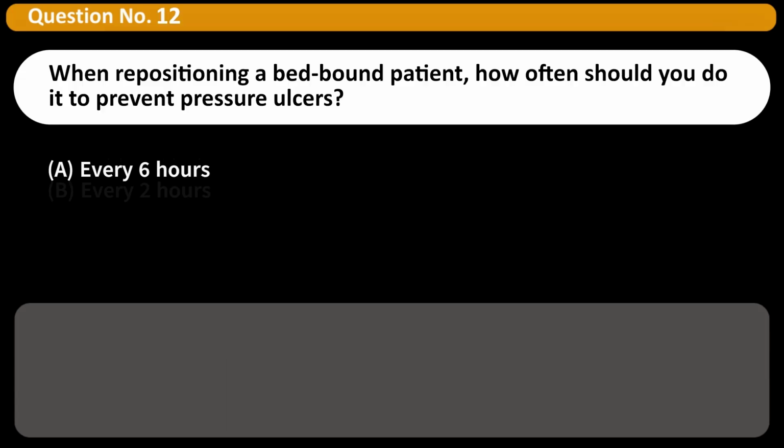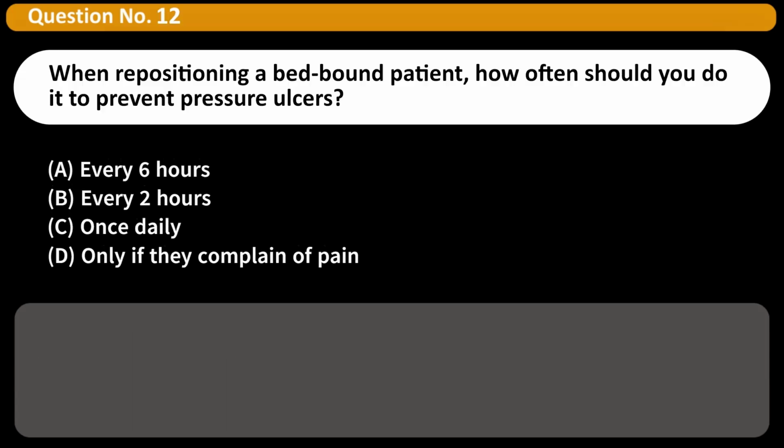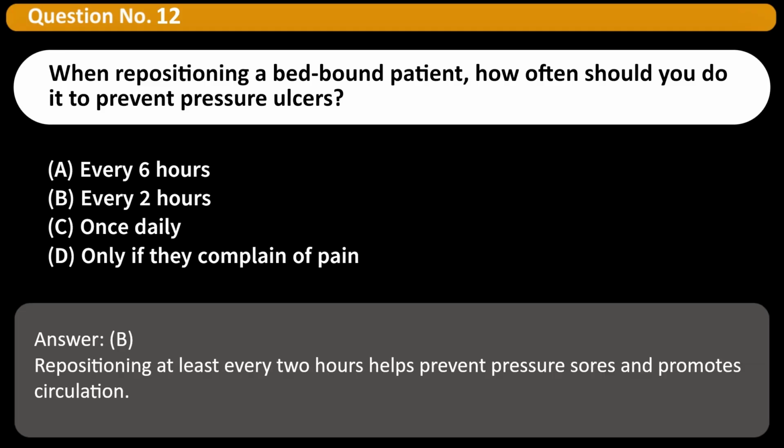When repositioning a bedbound patient, how often should you do it to prevent pressure ulcers? A. Every 6 hours. B. Every 2 hours. C. Once daily. D. Only if they complain of pain. Answer: B. Repositioning at least every 2 hours helps prevent pressure sores and promotes circulation.